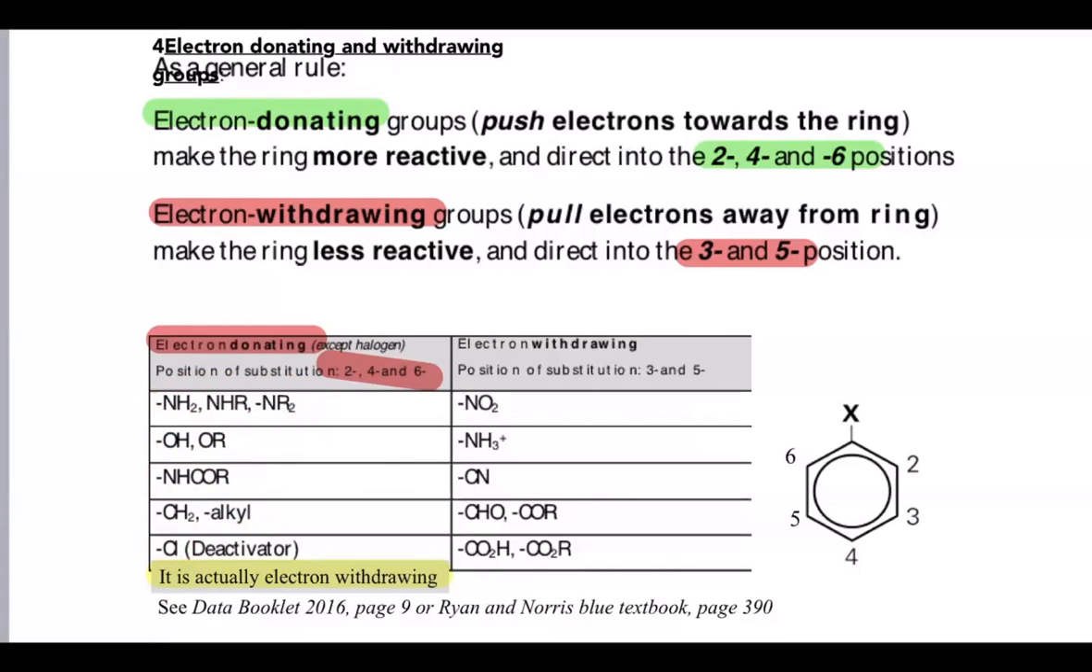Moving on to the electron withdrawing groups. I will erase this. NO2 is your nitro group. Nitro is electron withdrawing, it activates 3,5. NH3 plus is your quaternary amine. CN is cyanide. CHO and COR are your aldehyde and ketone. These groups activate the 3,5 positions. COOH and COOR are your carboxylic acid and your esters.